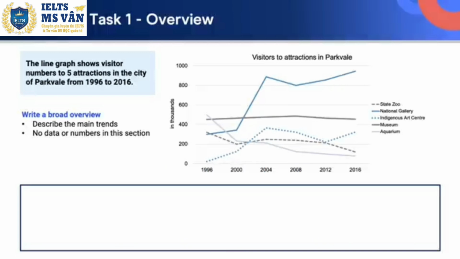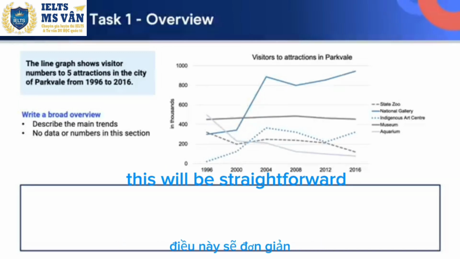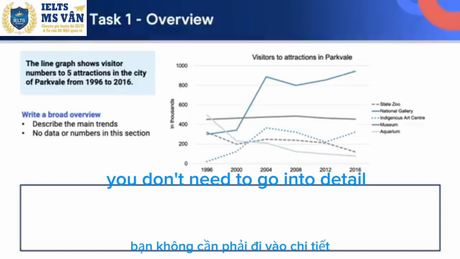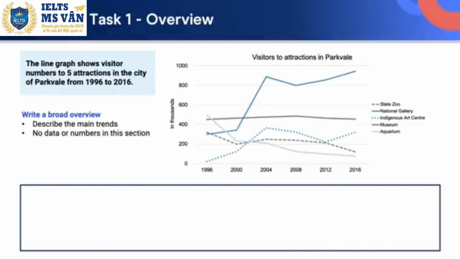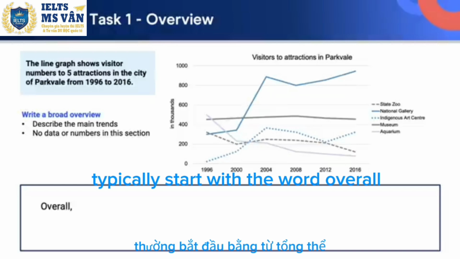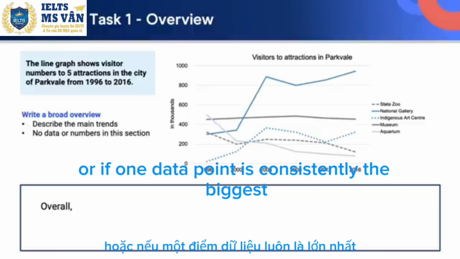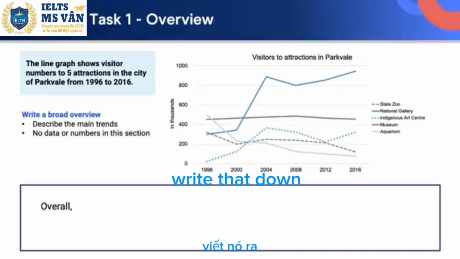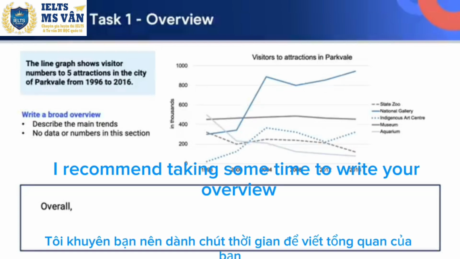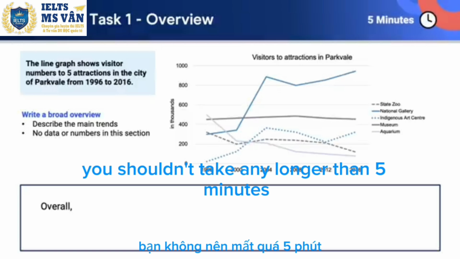Time for the overview. Because we've already had a quick yet effective look at the graph, this will be straightforward. You don't need to go into detail, but start with the biggest things that you notice and write them down. Typically, start with the word overall, and then if you notice that one data point changes a lot, or if one data point is consistently the biggest, that's a good place to start. Write that down. I recommend taking some time to write your overview now. On test day, you shouldn't take any longer than 5 minutes.